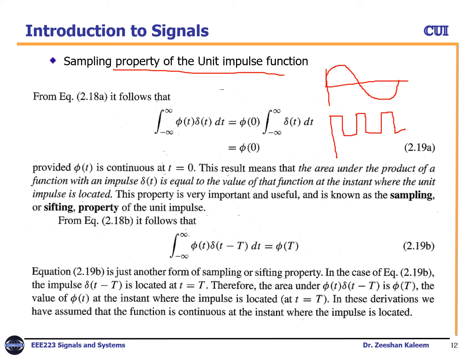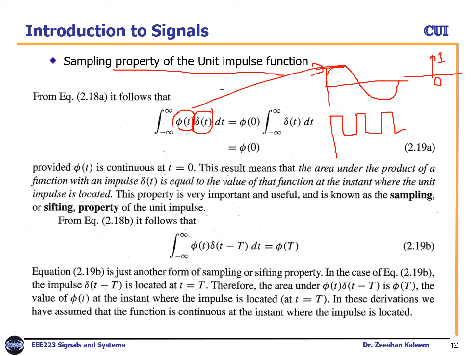So from the equation it follows that this is our function, for example phi(t), and this is the impulse. Everyone of you knows what an impulse is. The impulse is a function, for example this one, which has only amplitude of 1 at time 0, right? So this is called an impulse. It has amplitude 1 at time equal to 0.